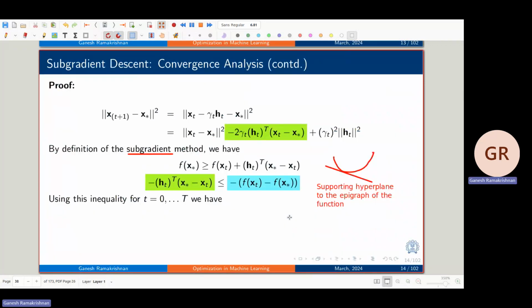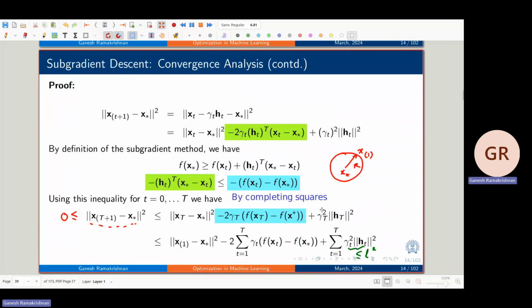Okay, how do you prove this? I'm just highlighting important points here figuratively, so that even if you don't register the math, the key here is the supporting hyperplane. That's how subgradient descent came up, right? Its existence is based on the supporting hyperplane, so that's where you begin. By definition of the subgradient method, we just use the supporting hyperplane result. But we had assumed that we have some Lipschitz continuity, right? Can we use that? We can use that.